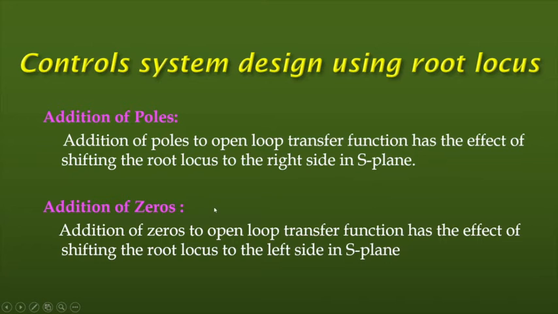Addition of zeros. Addition of zeros to the open loop transfer function has the effect of shifting the root locus to the left hand side of the S-plane. That means increasing the relative stability and speeding up the settling of the response. That means a decrease in the settling time.